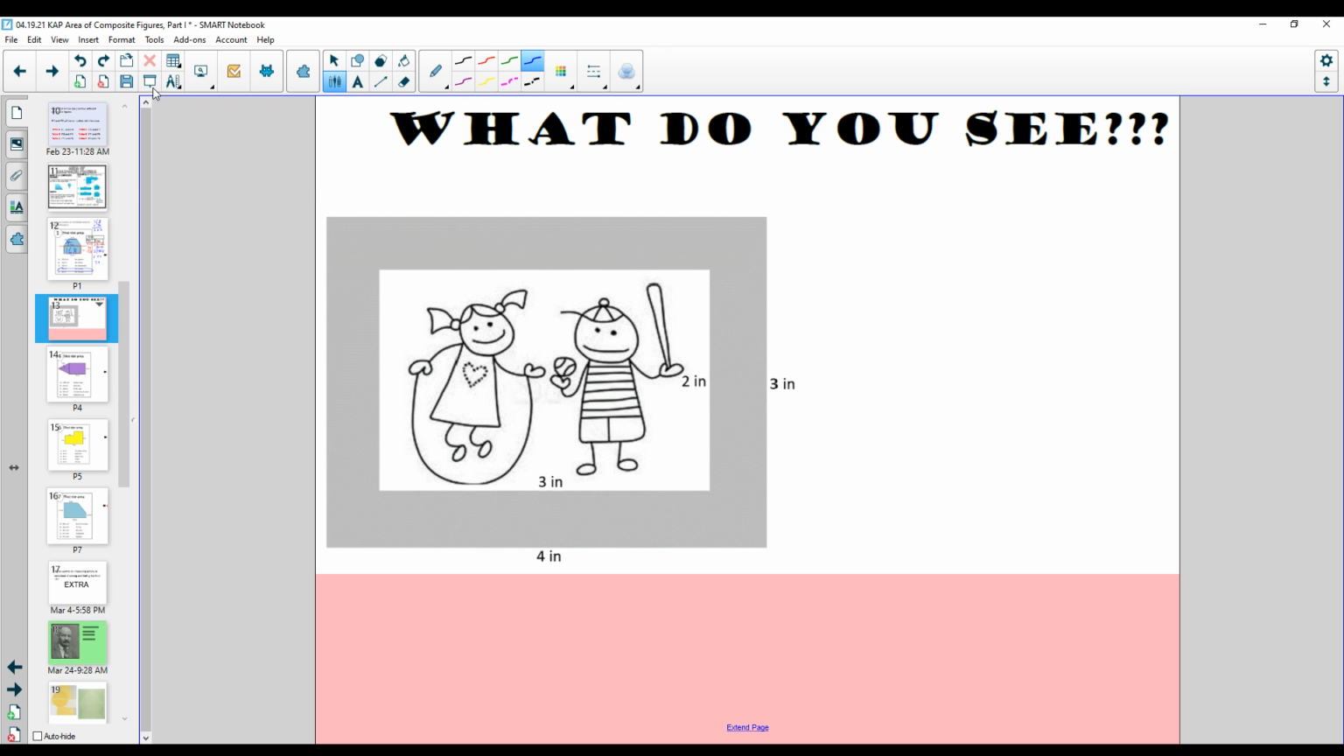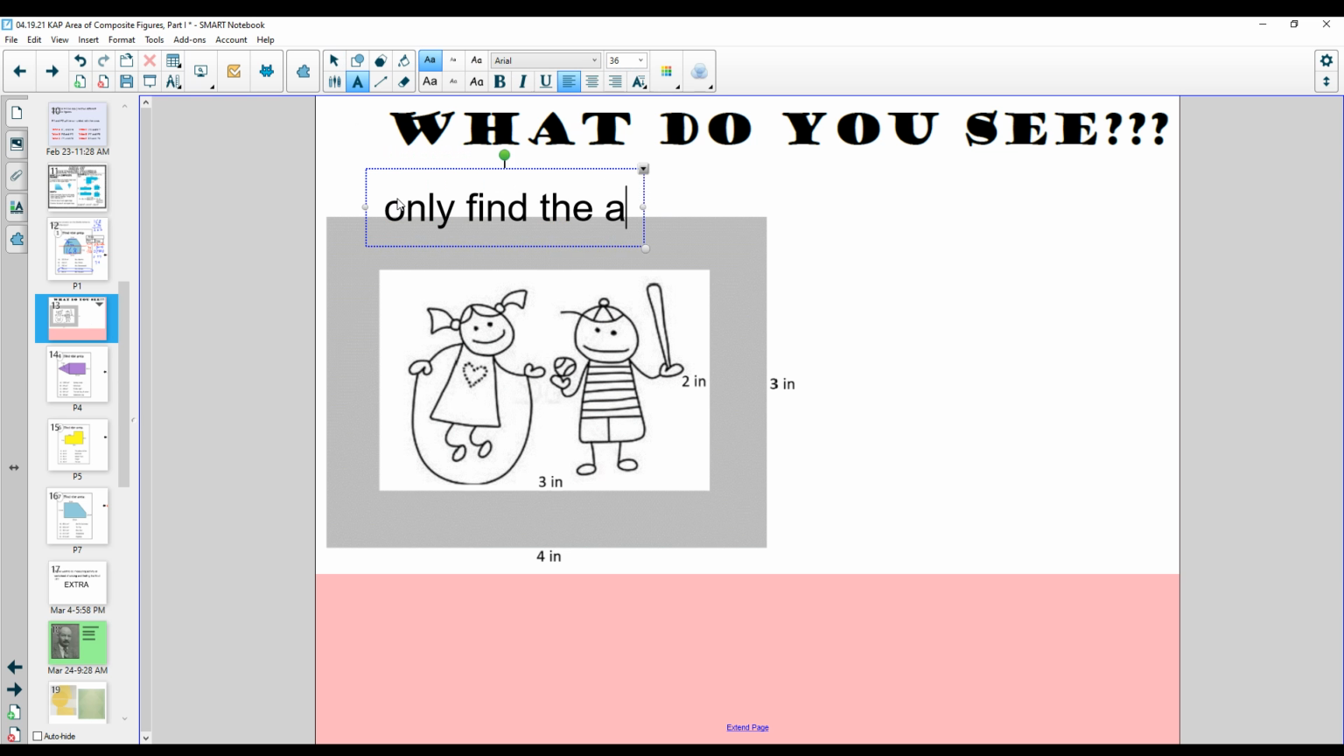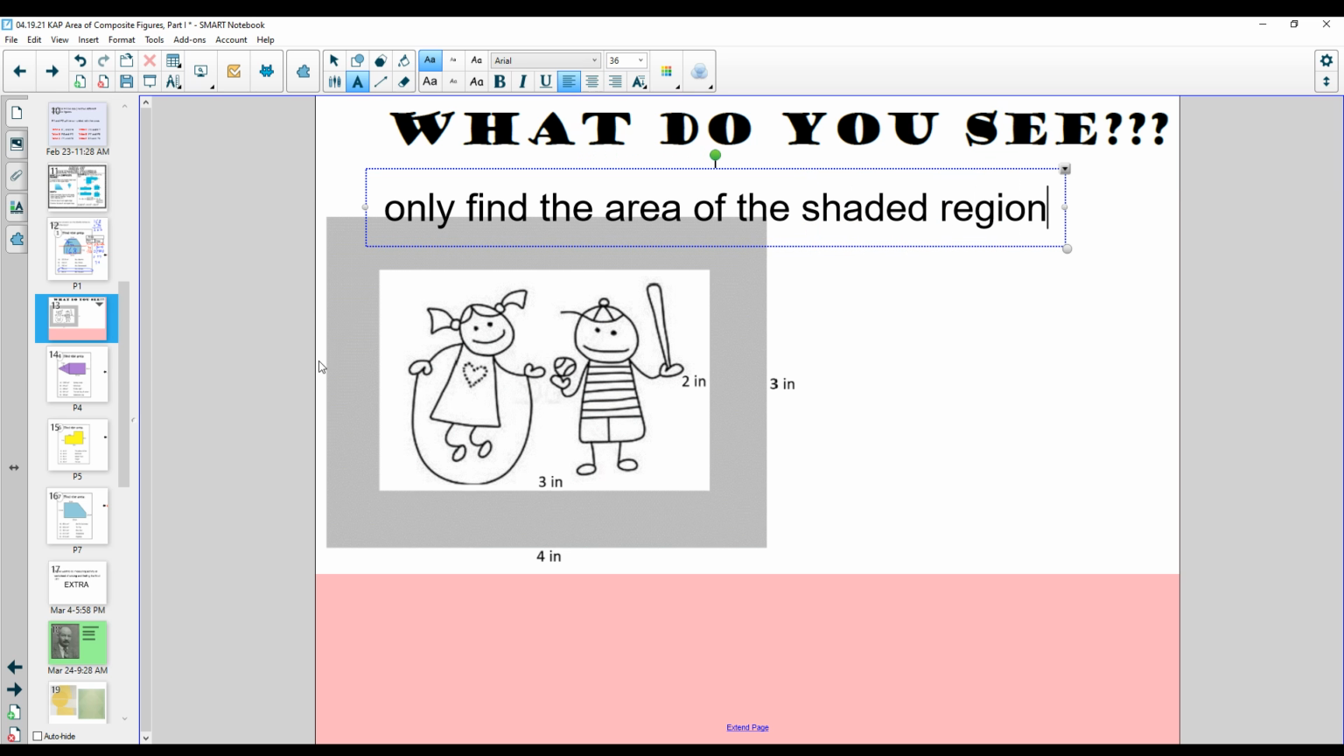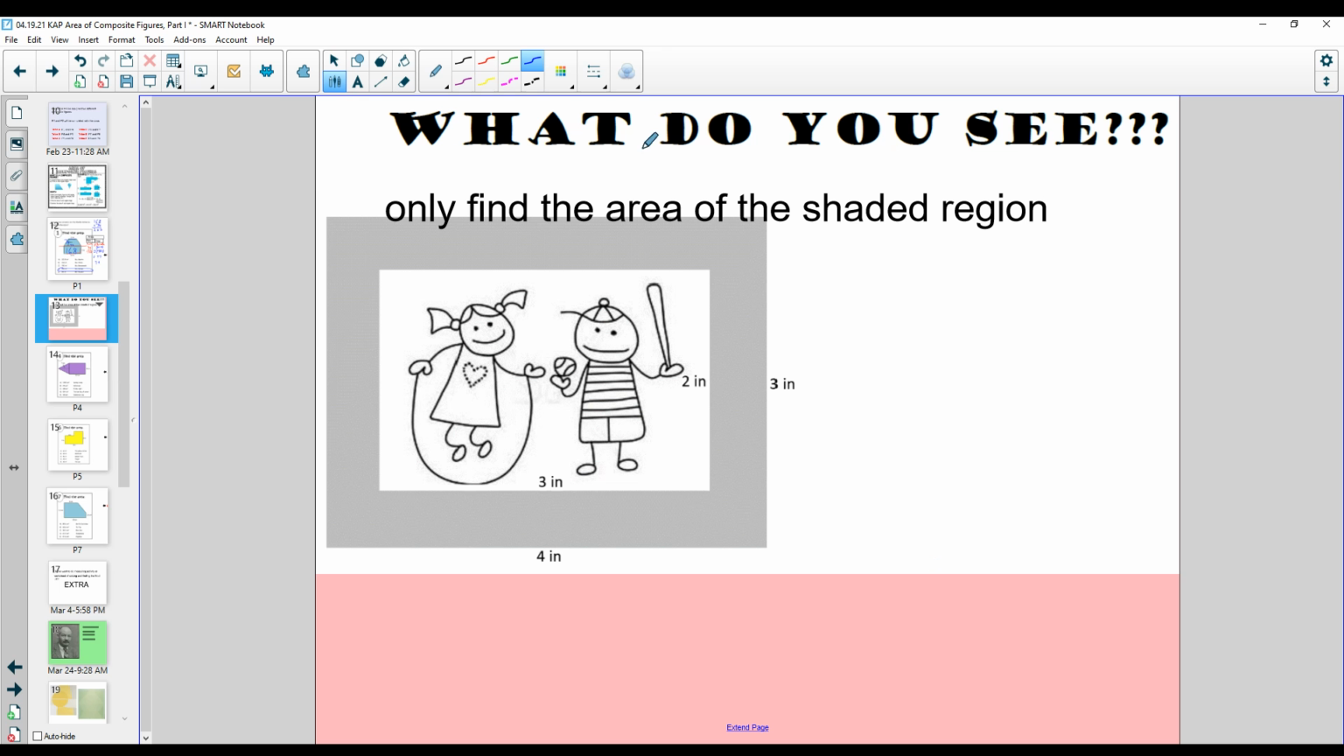So in here, what happens if they ask you only find the area of the shaded region? So what two shapes do you see here? I see two rectangles. I see an outer rectangle and an inner rectangle. What's the area of the outer rectangle? 3 times 4 is base times height. So the outer is 12.